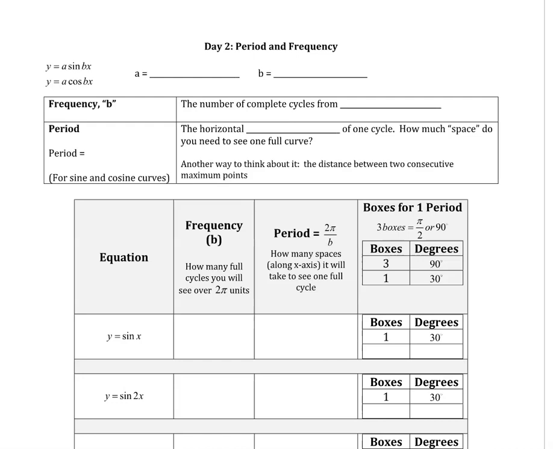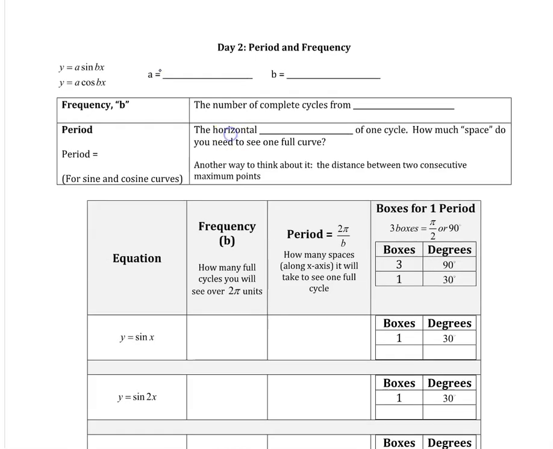Today we're going to talk about period and frequency of a trig graph. So yesterday we talked about the basics of sine and cosine and discussed what the A, as the leading coefficient, represents, which is the amplitude or the height from the midline of the graph. So we'll go ahead and fill that in. A is amplitude.